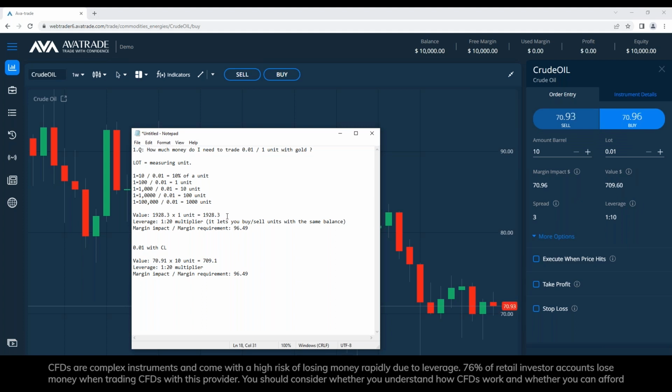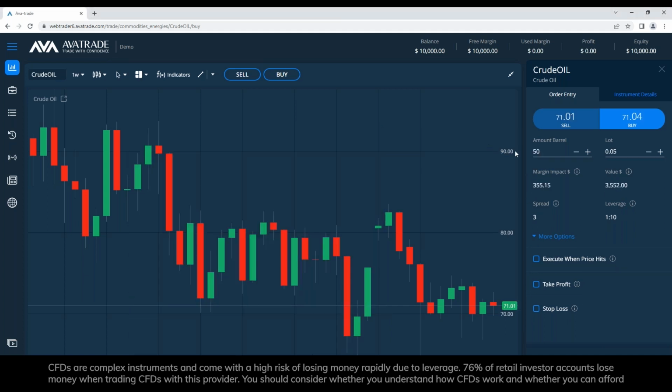Still, it's not even half of what gold is. Okay, let's see. Now the leverage is 1 to 10, so we're doing the same process. We took 0.01, we multiply that by 10 units. Now we're comparing the leverage. So the leverage is 1 to 10, not 1 to 20. This is why my value has to be multiplied by 10, not by 20. Actually, that brings us to almost the same amount, but never mind. Okay, let's make it a little more challenging.